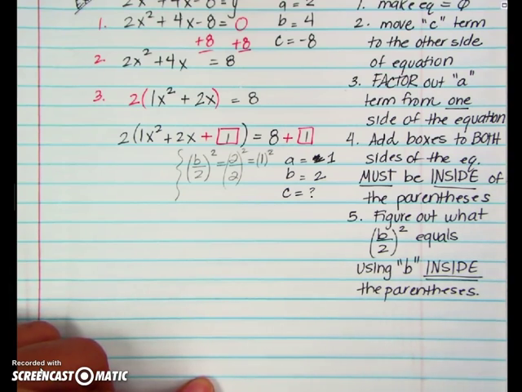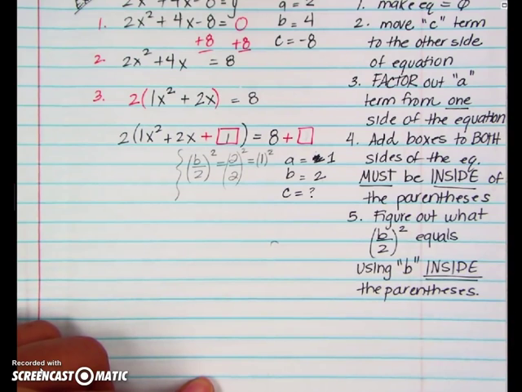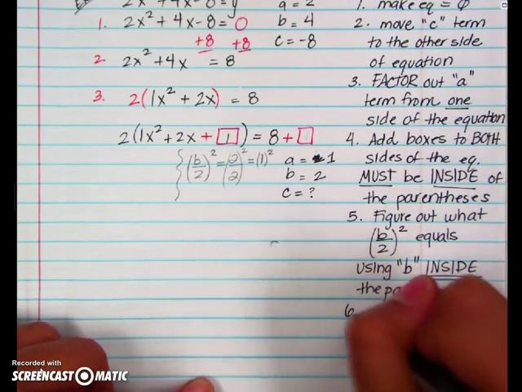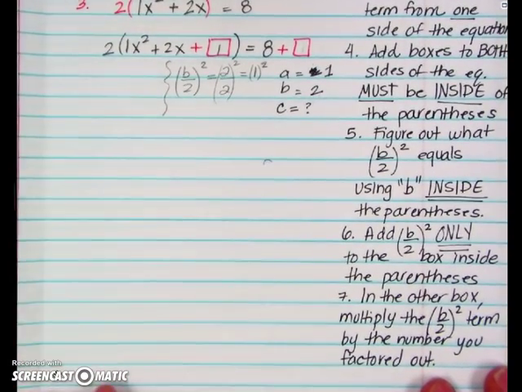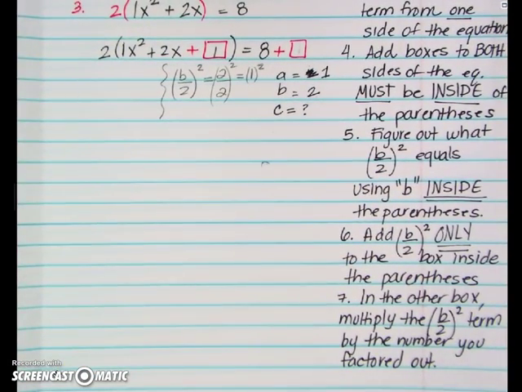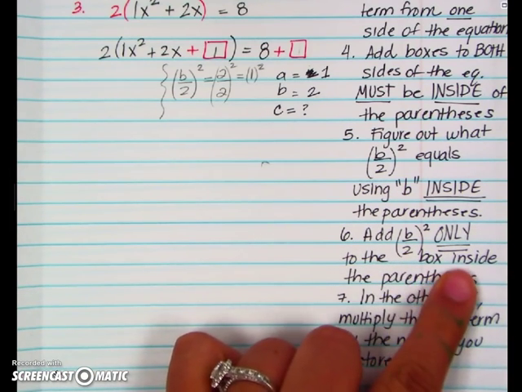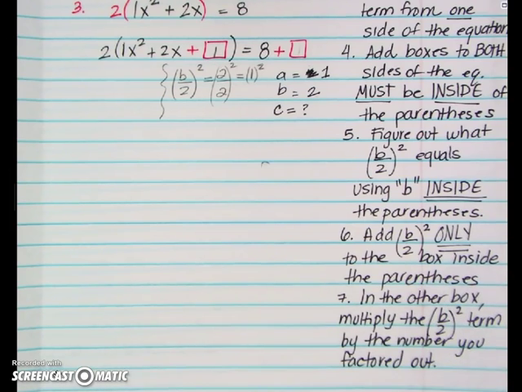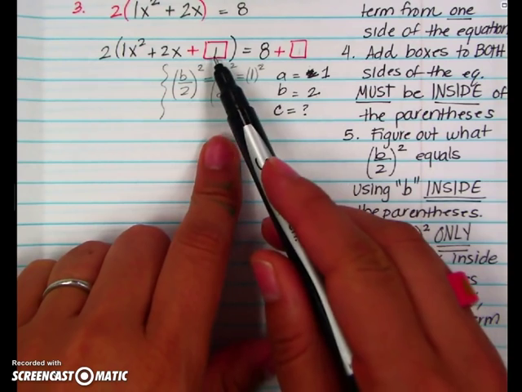Oh, not to both. You're just going to add it to one. Okay, so step 6. I'm sorry, I kind of jumped ahead. I said put the b divided by 2 into both boxes, but you only need to add it to one box, and that is the box that's inside of the parentheses. So in this case, b divided by 2 squared was 1.